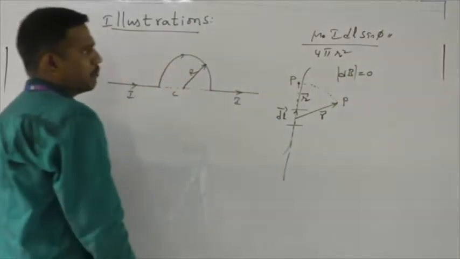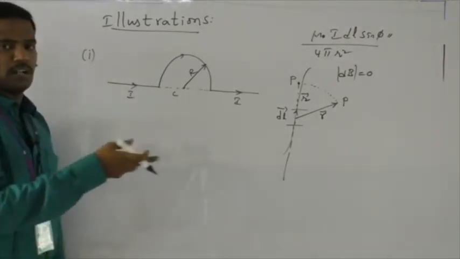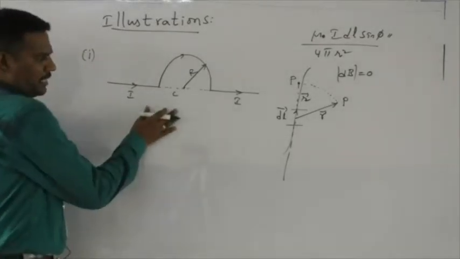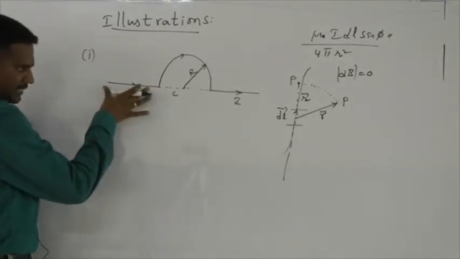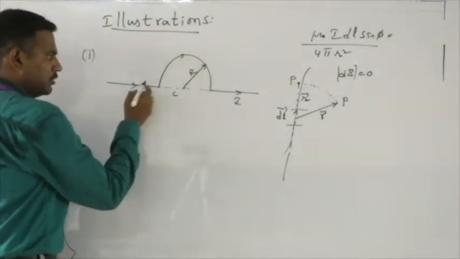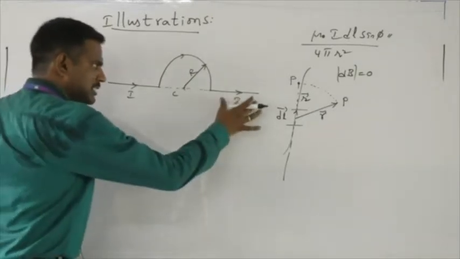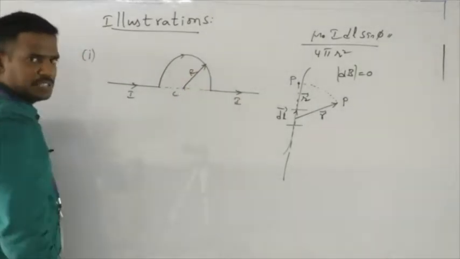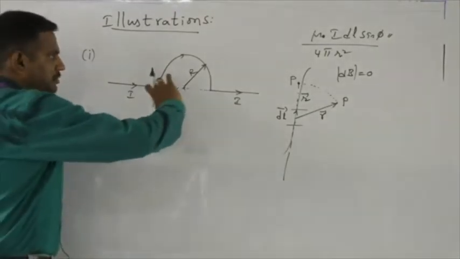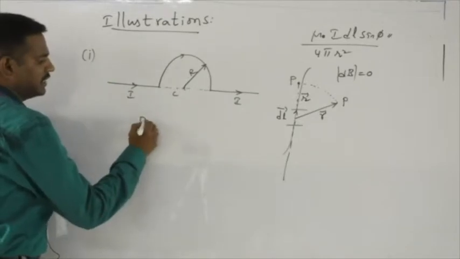Therefore, whenever the point P is lying on the extended line of a conductor, the magnetic field intensity at that point will be 0. The same thing I am going to apply here. For this conductor, this point is lying on the extended line. Therefore, due to this, the magnetic field intensity at this point will be 0. Even due to this also, it will be 0. Therefore, I obtain the magnetic field intensity due to the semicircular arc only. So what is the magnetic field intensity due to it?